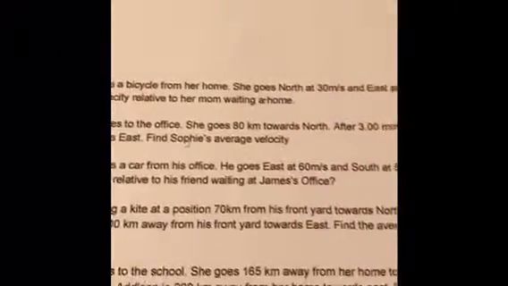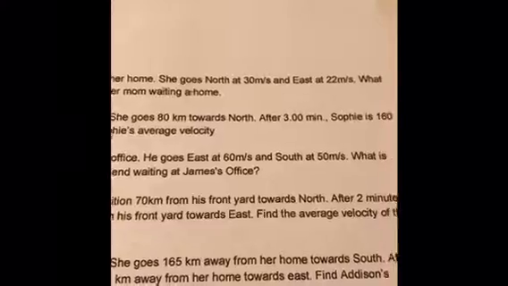Number 1 says that Lucy rides a bike from her home. She goes north at 30 meters per second and east at 22 meters per second. What is her velocity relative to her mom waiting at home? In order to do this problem, we need to draw the compass rose. This is the compass rose. So this is north, south, east, and west.